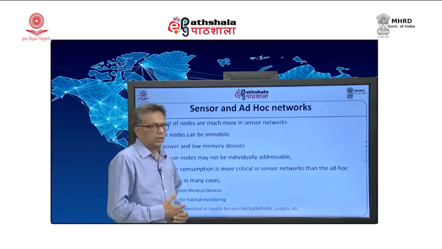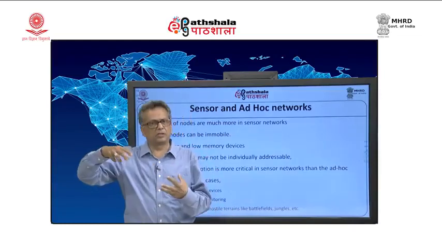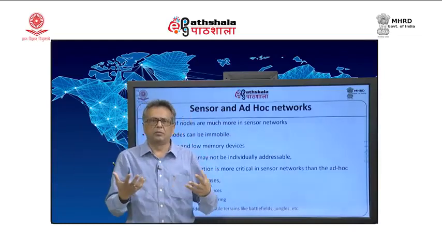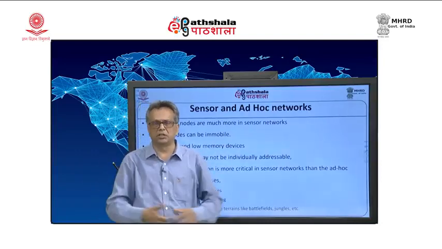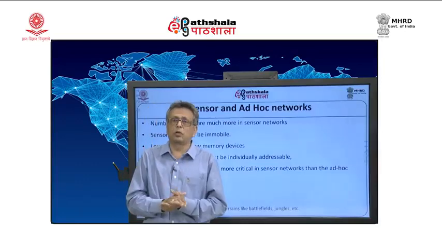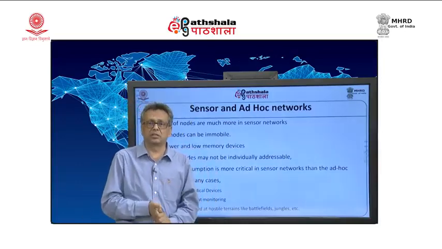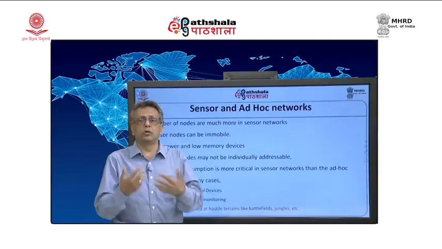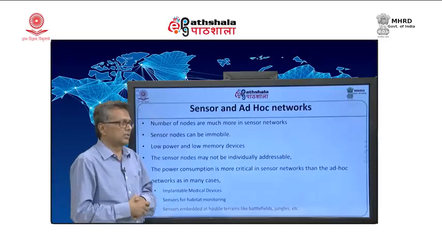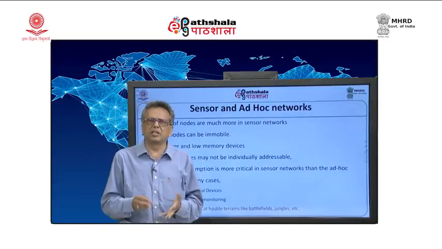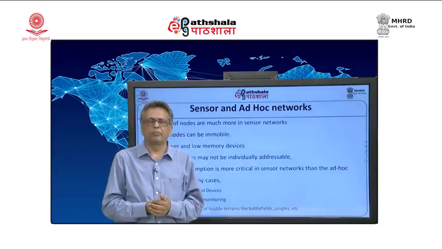Ad hoc networks, which we mentioned, are collections of mobile devices like smartphones and laptops communicating with each other, and we say that they are quite resource constrained networks. But when you talk about sensor networks, they are much more resource constrained than ad hoc networks, and here are some differences listed. Major differences are the power and the memory, the processing power and the memory that you can have.